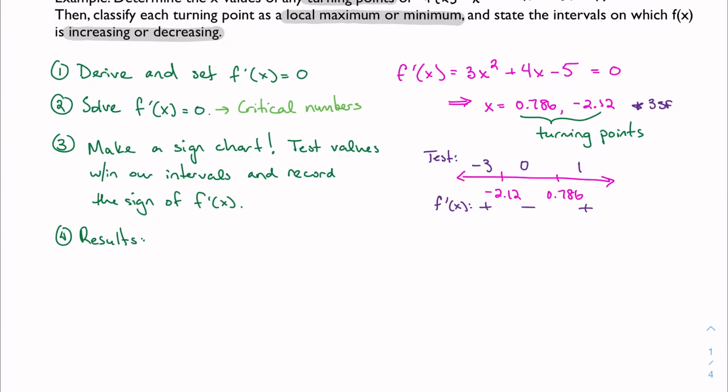The first thing I want to know, do like A or something, is to say that f of x is increasing when the derivative is positive.